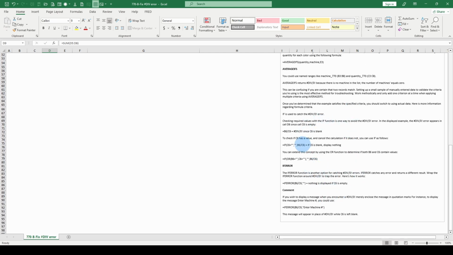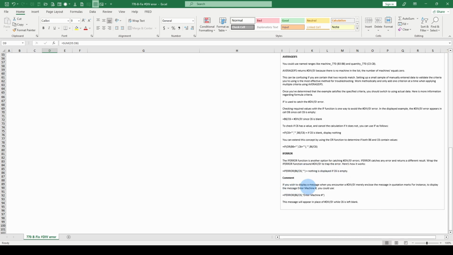How do you check? To check if C6 has a value and cancel the calculation if it does not, you can use the IF. So if C6 is equal to blank, otherwise B6 divided by C6. If C6 is blank, display nothing, all right? That's just a sort of the IFERROR. Same thing, you can insert this IFERROR. If B6 divided by C6 is blank, nothing is displayed if C6 is empty.